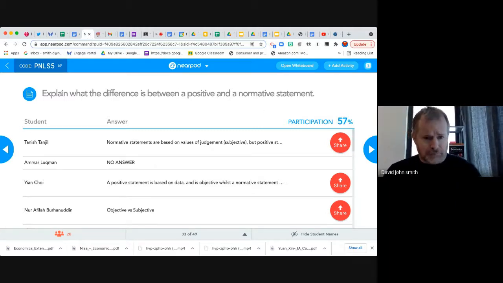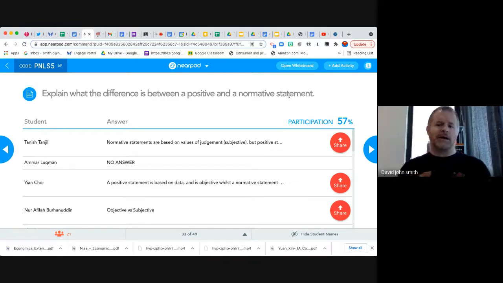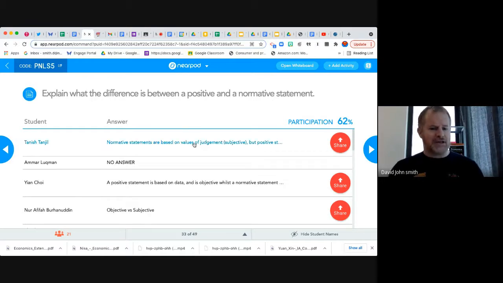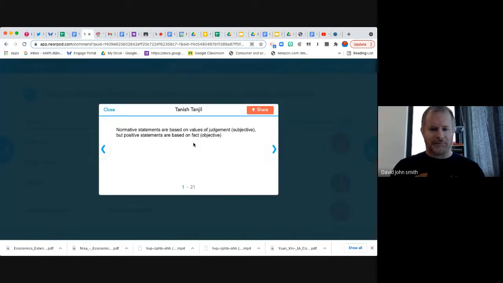Right? Now, we had this conversation about positive and normative statements. Again, it's the terminology that we are introducing you to at this point. So on that Unit 1 website, there was a whole list of terms, and some of those terms would include things like positive statements and normative statements. And as we said, and Tanish, you got it absolutely right, normative statements are the ones that are based on values. Right, they're very subjective. Positive statements are the ones that are based on facts. They are very objective.